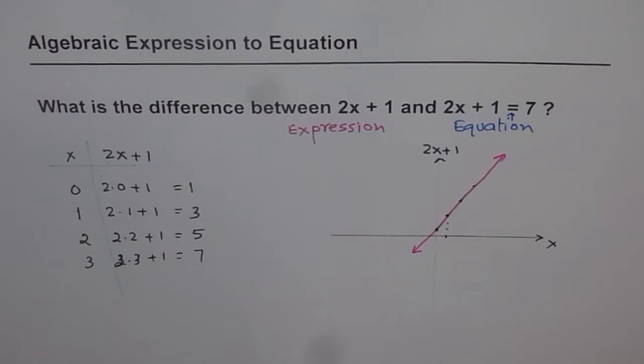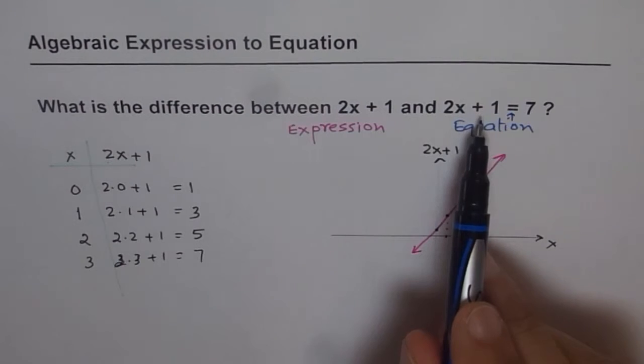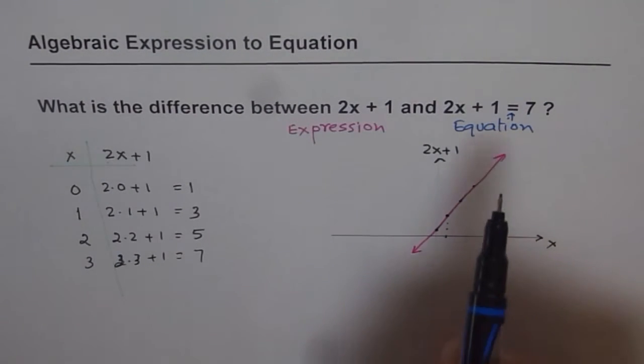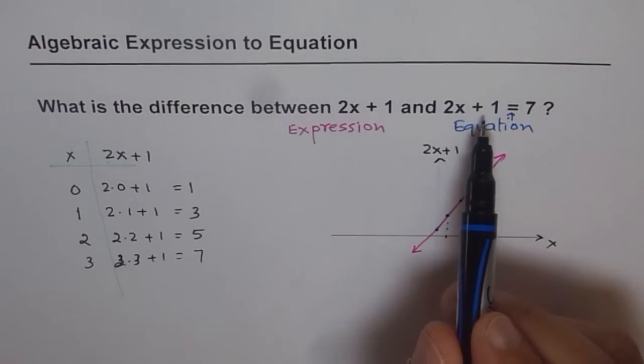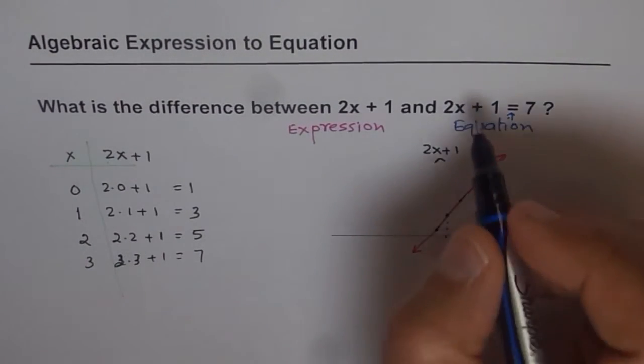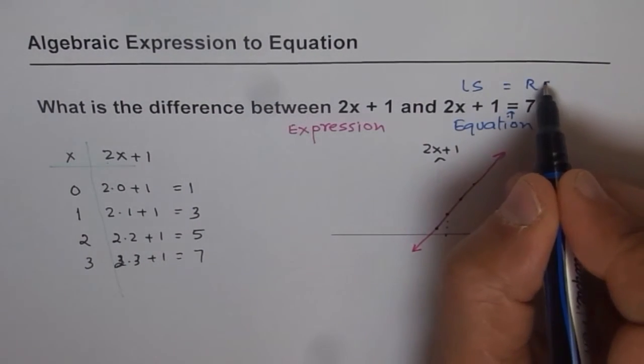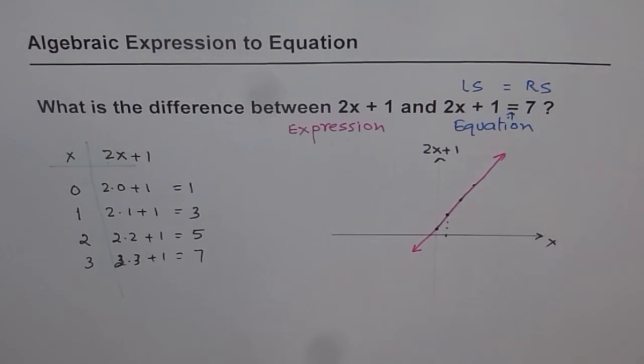Now, what is 2x plus 1 equal to 7? That means equal to the value of x which satisfies this equation. That means the value of x that will make the left side equal to the right side. This is what we'll be dealing with in equations: to find the value of x which can make the equation true.